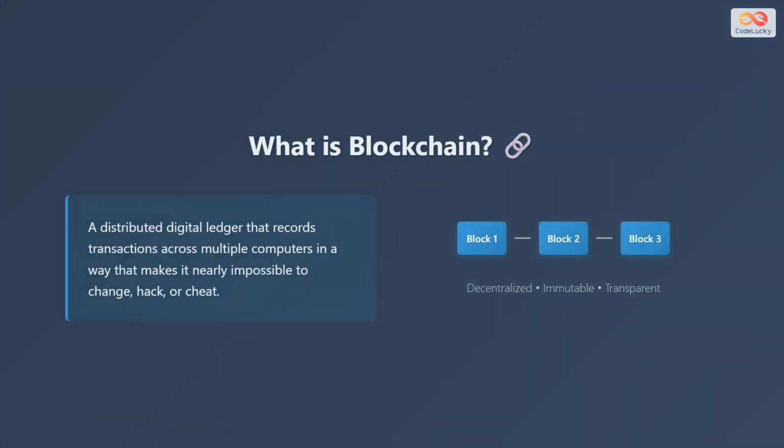Let's understand what exactly a blockchain is. It is essentially a distributed digital ledger that records transactions across multiple computers. This design makes it extremely difficult to alter, hack, or cheat the system. Blockchain technology is characterized by being decentralized, immutable, and transparent.